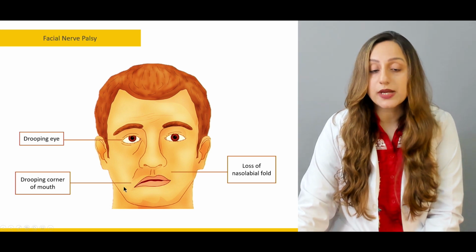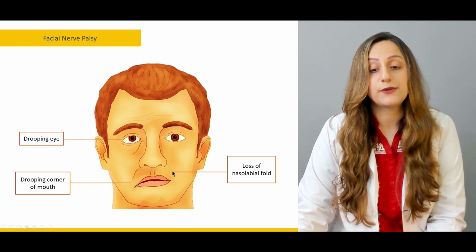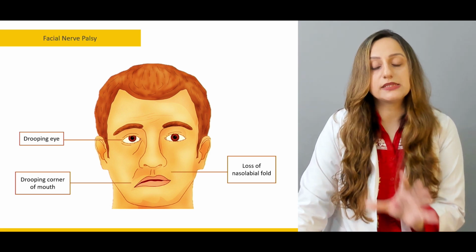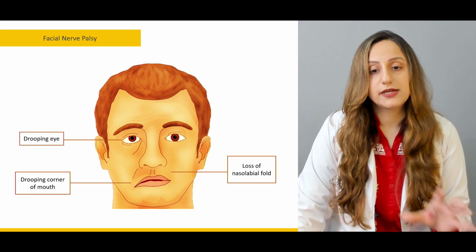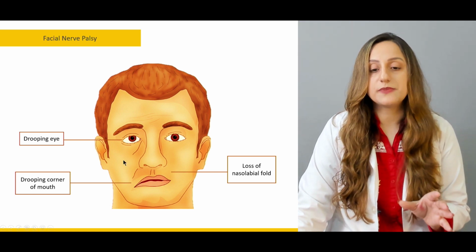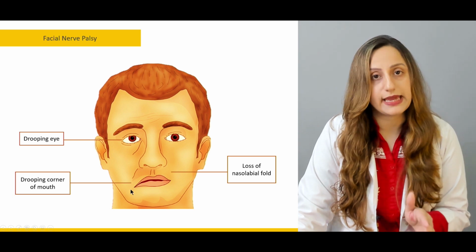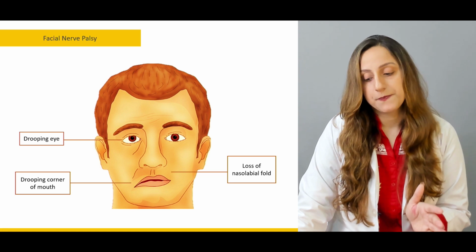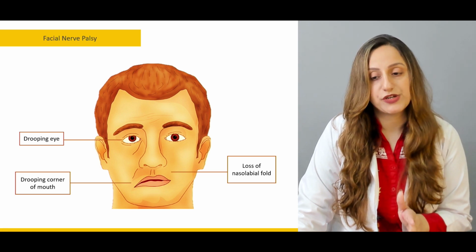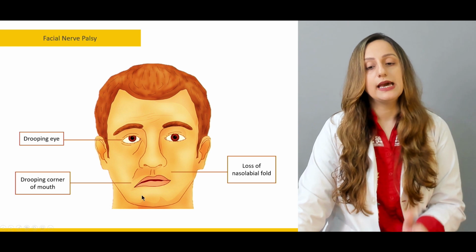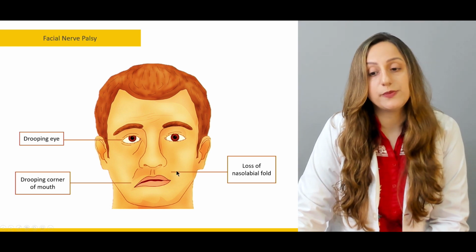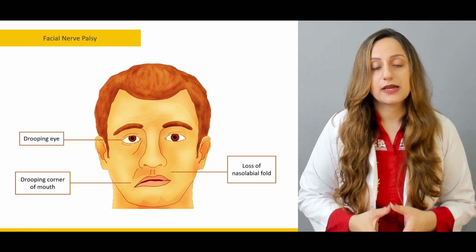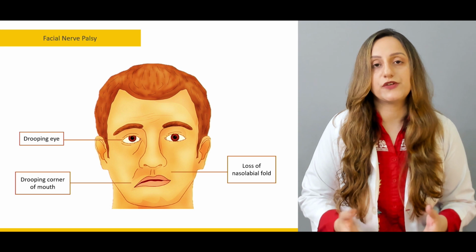And then we have the drooping of the corner of the mouth. Then we have the loss of the nasolabial fold. So these are the particular features that are seen in the facial nerve palsy. It's usually the ipsilateral side that is affected, or the side on which the facial nerve is affected. That would be noted down over here. And on the other hand, you can see that on the contralateral side, there will be a loss of the nasolabial fold that would be associated with this kind of a facial nerve palsy.